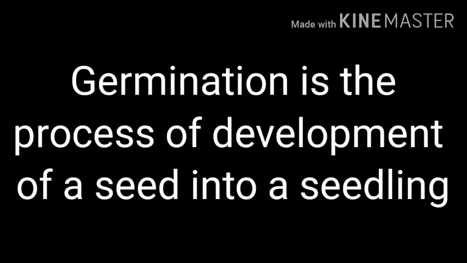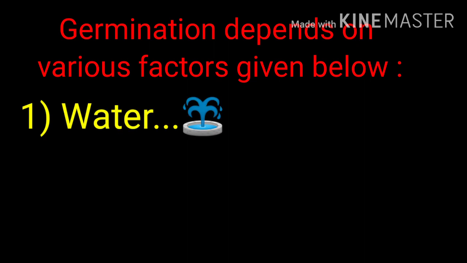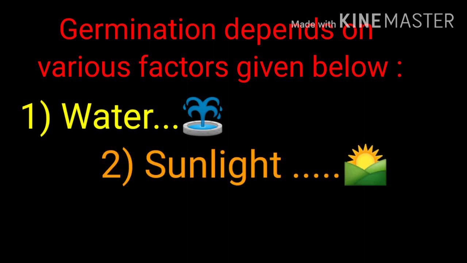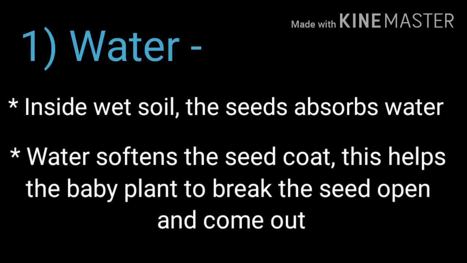What do you mean by germination? Germination is the process of development of a seed into a seedling. So dear children, this germination process depends on various factors given below. First one is water, second is sunlight, and third is air. The first factor is water.